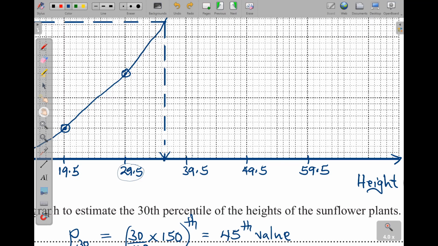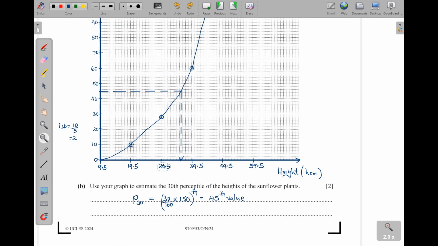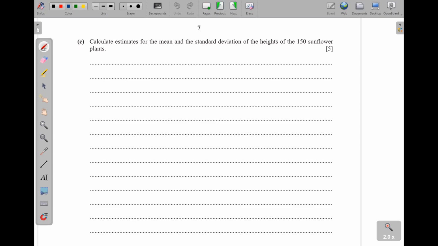You also write yours. They always give a range for the values that you're supposed to get here. Since we all don't draw the same curve. Okay, so mine is 36 centimeters here. Okay. Part C, calculate estimates for the mean and standard deviation of the heights of the 150 sunflower plants.